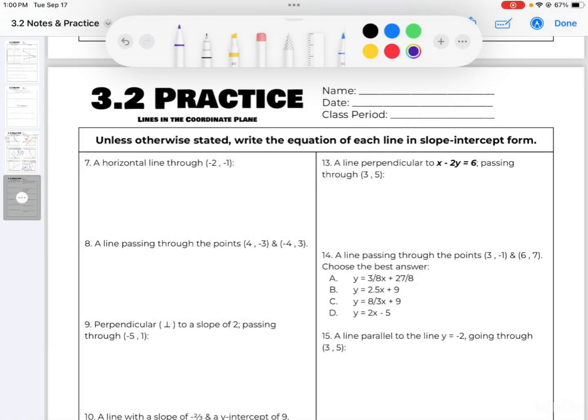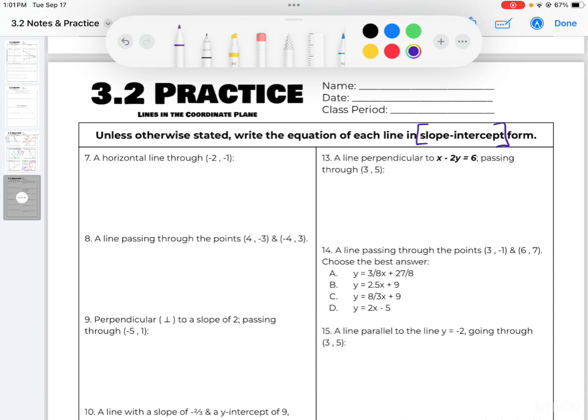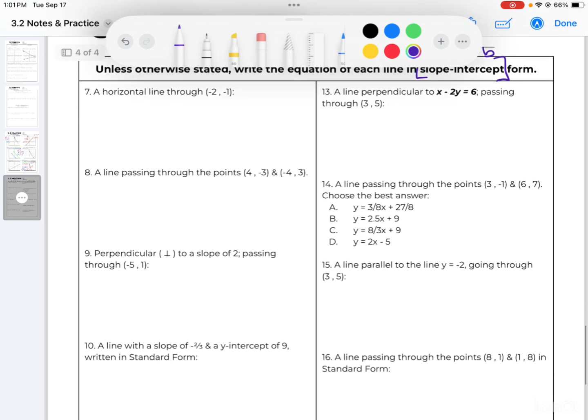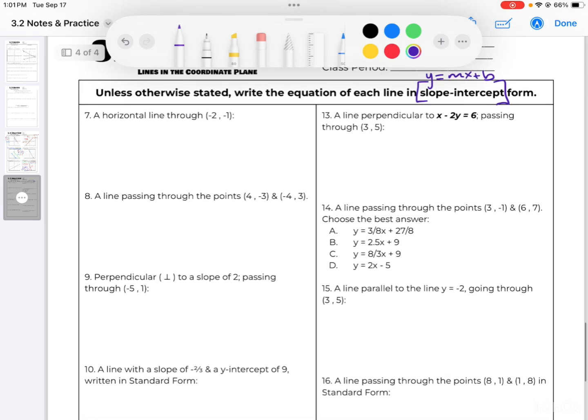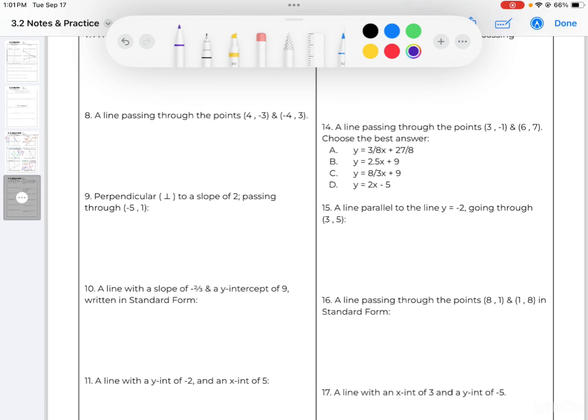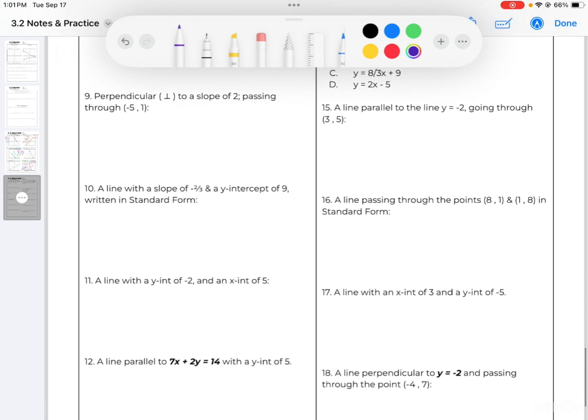For the back page on our practice, it says, unless otherwise stated, write the equation of each line in slope-intercept form. So I'm going to be writing all of these in y equals mx plus b form. And let's go ahead and just look at all of them and see where it is otherwise stated. So 7 doesn't say, so it's slope-intercept form. 8, slope-intercept form. 9, 10 says standard form. So 10 is one of the ones where we will have a different form for our final answer.